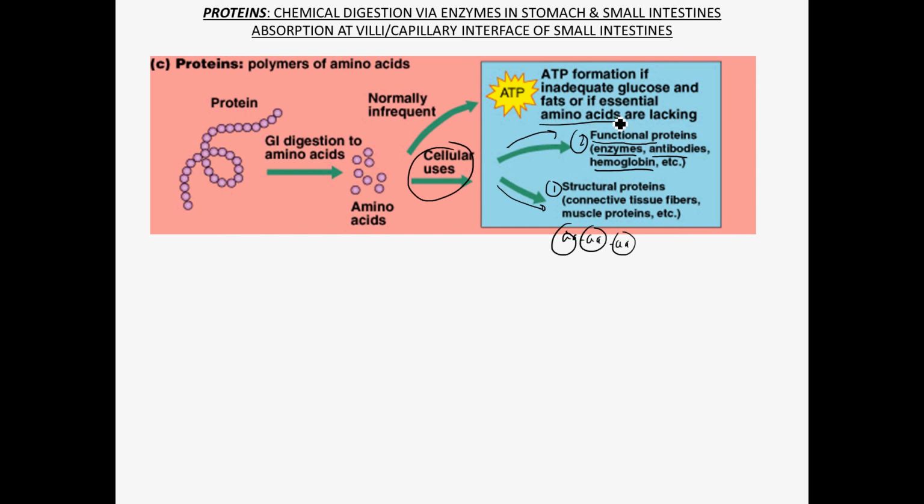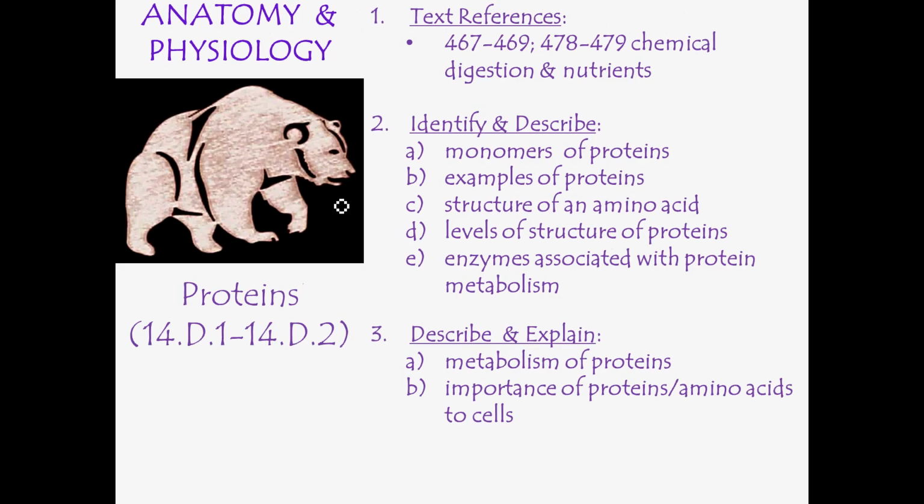But then lastly, we can in desperate times use amino acids. If the essential amino acids are lacking, we can use them as energy sources. We can use these amino acids in cell respiration and in the different parts of cell respiration to produce ATP. So that is the third use, but this is kind of the last ditch effort, an energy source. Okay, so hopefully that is helpful here.